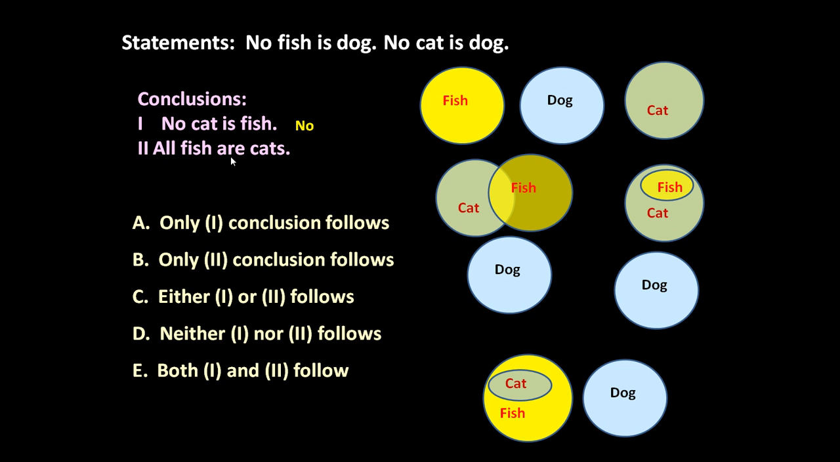In conclusion 2, all fish are cats. Here all fish are not cats, but here all fish are cats. So also it doesn't follow. So neither 1 nor 2 follows. Option D is the right answer. Neither 1 nor 2 follows.